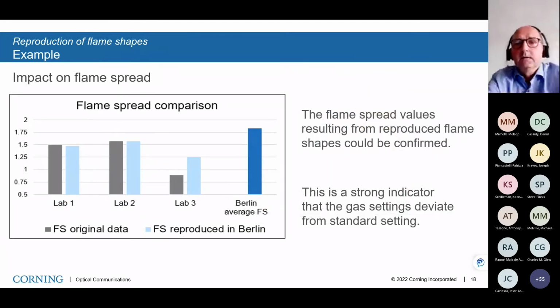So how does a reproduced short flame shape impact the flame spread results? The plot shows the flame spread results of a reproduced flame compared to original results. As shown in the plot, the flame spread could be nicely reproduced, except the flame spread of Lab 3, because the gas mixture was not further adjusted as mentioned in the slide before. However, this is a strong indicator that the parameters of gas mixture could deviate from standard settings.